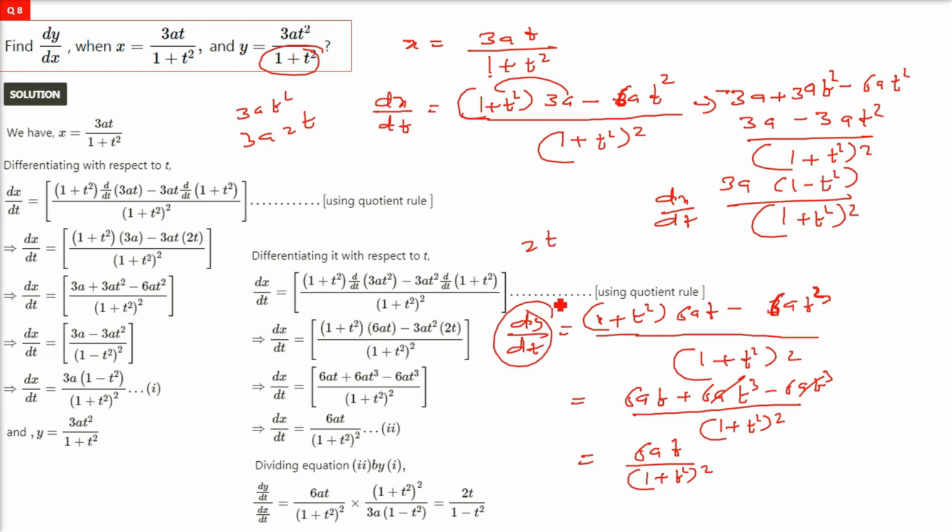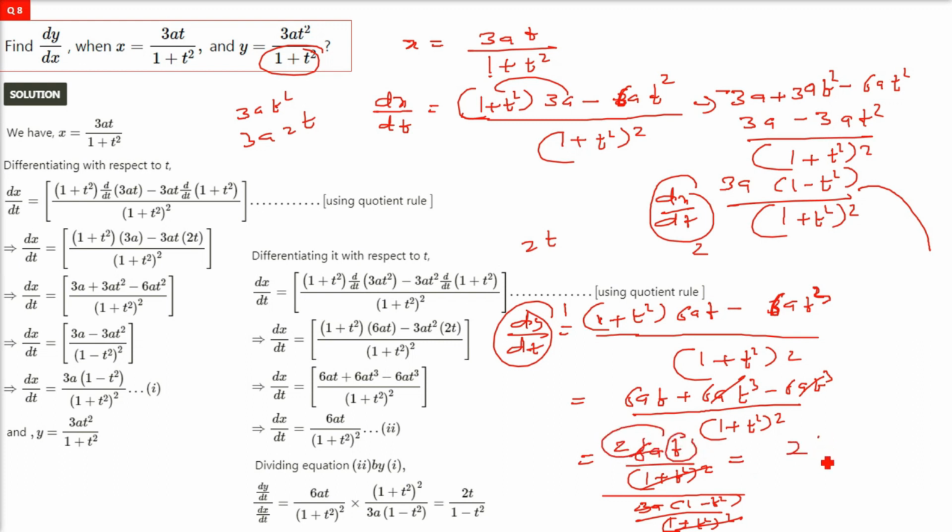Now dx by dt is known, dy by dt is known, dy by dx you can easily find out. So this division you have to do, right? So just assume that I am dividing it. So this is 3a(1 − t²) divided by (1 + t²)². So 3a(1 − t²) over (1 + t²)². The (1 + t²)², you can just cancel it out. And 3a with 6a, that will be 2. 3a into 2 is 6a. So in the numerator you will get 2t divided by 1 − t². Okay. 2t by 1 − t².